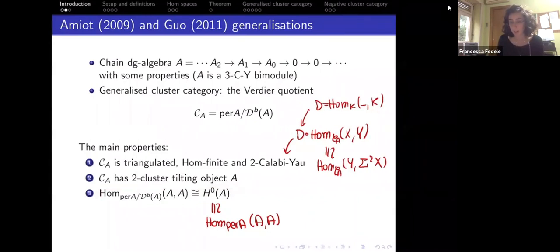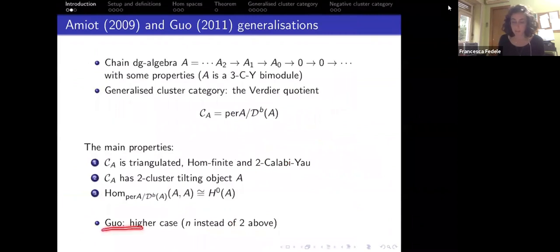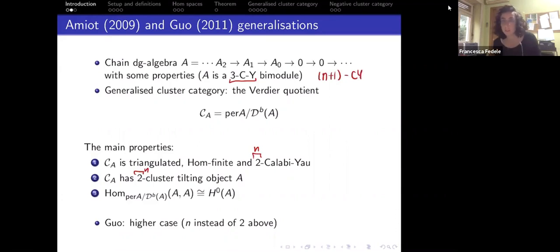And as I mentioned before, there is this further generalization by Guo for higher cluster categories, where basically the setup is very similar and also the properties are very similar, but you use a bigger integer instead of 2. So here you'll have an n-Calabi-Yau property, and our C of A will have an n-cluster tilting object. And in the original set of properties, A will be an n+1 Calabi-Yau bimodule instead of being a 3 Calabi-Yau bimodule. So it's just a further generalization, but in a very similar setup.